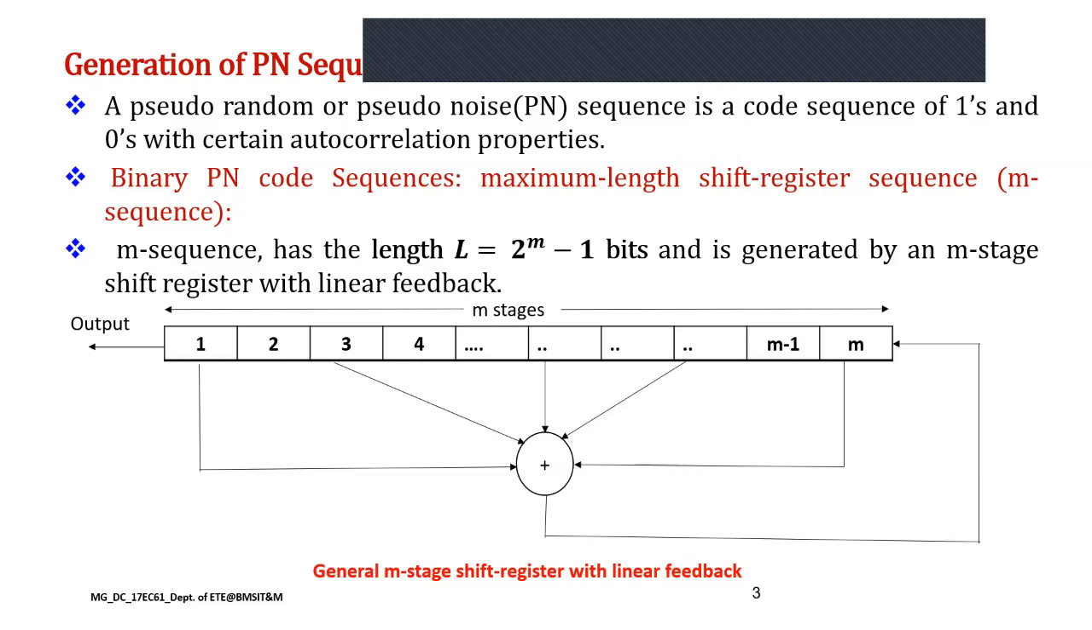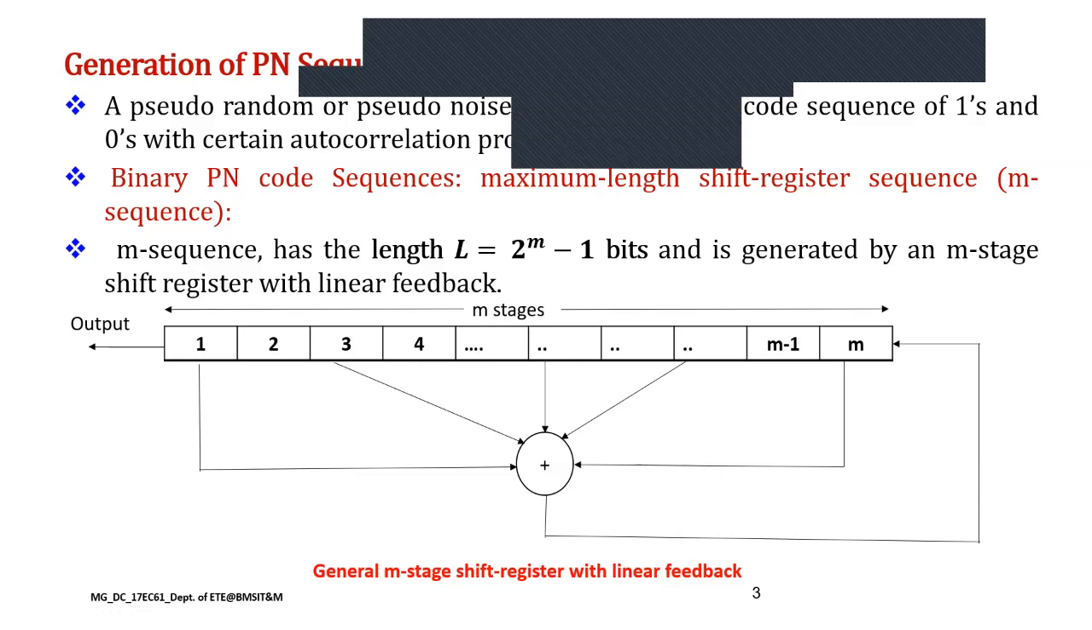Let us see how we generate this M sequence having a length of L. It is related by this equation: L is equal to 2 power M minus 1, where M is the number of shift registers. So it is possible to generate an M sequence with a length of L equal to 2 power M minus 1 bits.